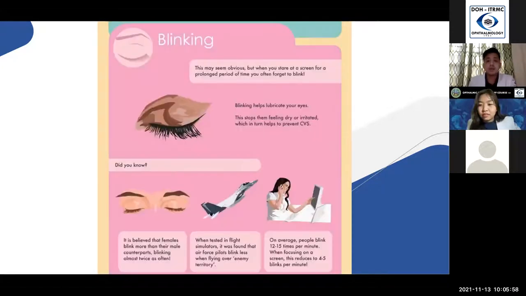So next, we know that blinking lubricates the eye. So if you are focused on doing something, reading at the computer, watching TV, the blinking rate is actually reduced. On average, it is 12 to 15 times a minute. But if you are focusing on something, it reduces to 4 to 5 blinks. And then we are prone to having dry eye or CVS.